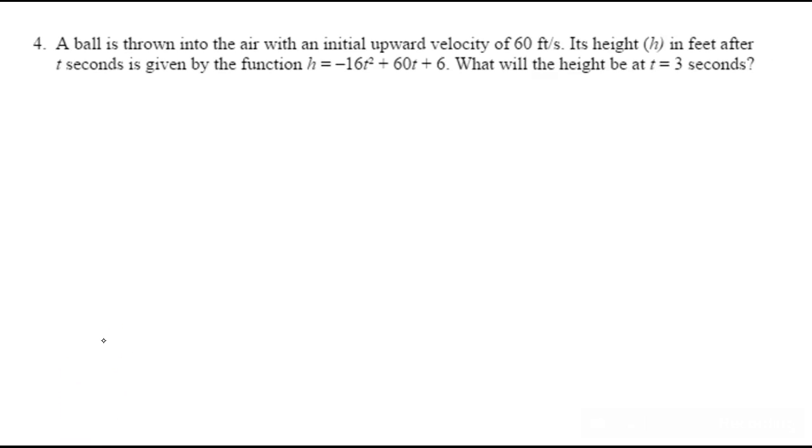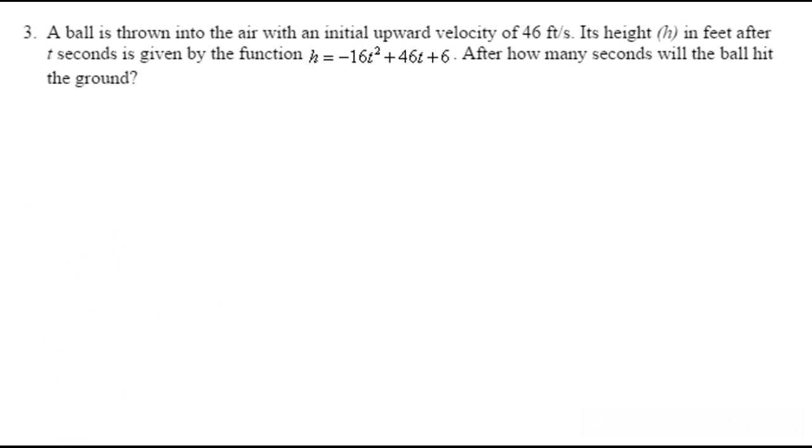For the third question, a ball is thrown into the air with initial upward velocity of 46 feet per second. Its height h in feet after t seconds is given by the function h is equal to negative 16t squared plus 46t plus 6. After how many seconds will the ball hit the ground? Alright, so there's a lot going on in this question. Let's break it down. First of all, after how many seconds will the ball hit the ground? That's going to tell us something about one of these variables. In this case, it's going to tell us about our height. When a ball hits the ground, the height is 0, so we want to solve for 0.